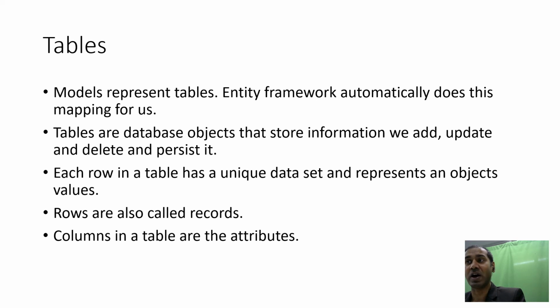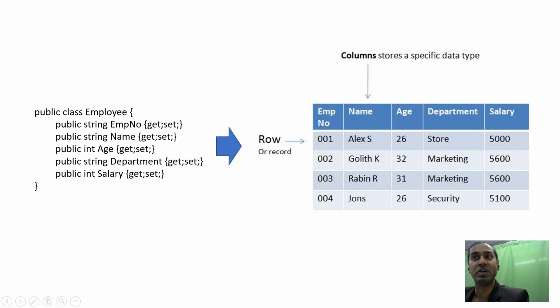Each row in a table has a unique data set and represents an object's values, and rows are also called records. And columns in the table are the attributes. So that might be confusing by just saying the definition. So let's actually look at what's happening. If we look on the left, we see we created a model called employee. And employee has the following attributes: employee number, name, age, department, and salary.